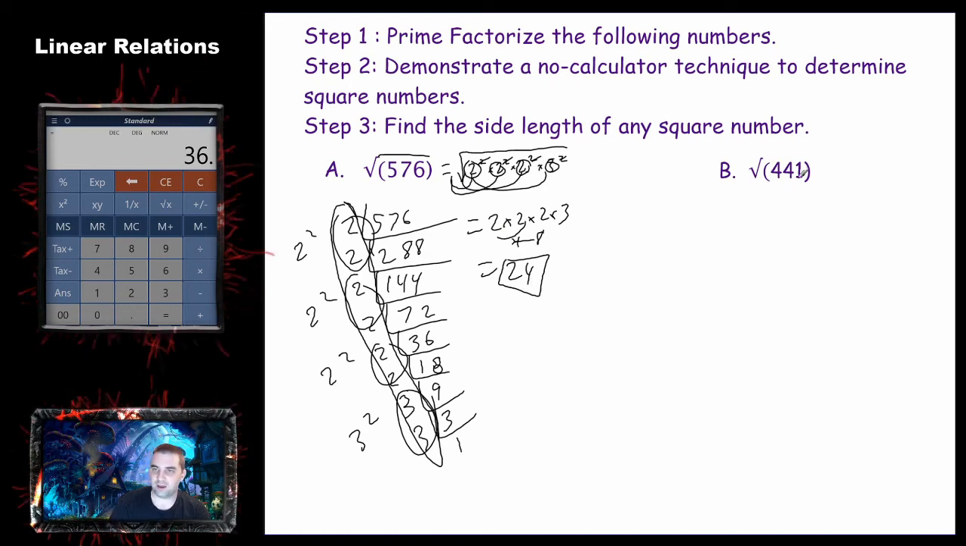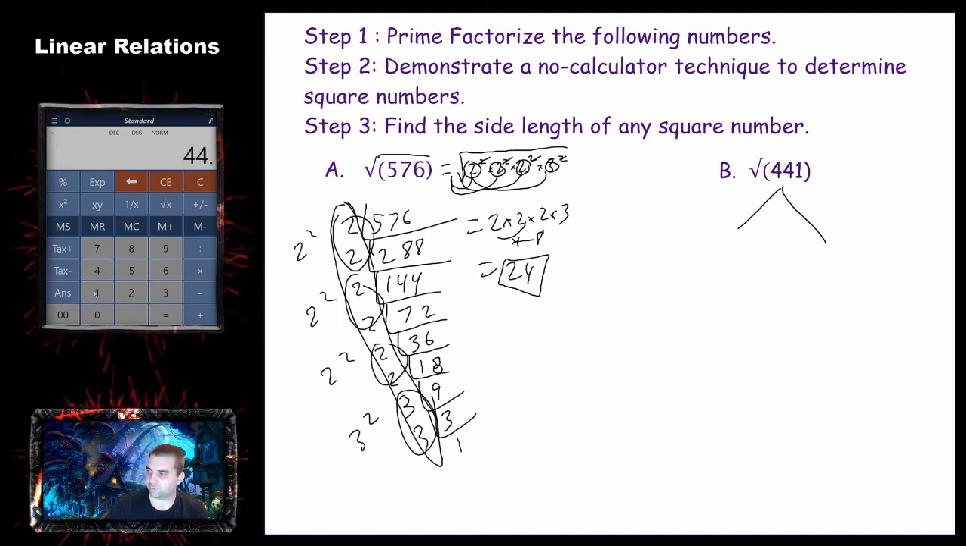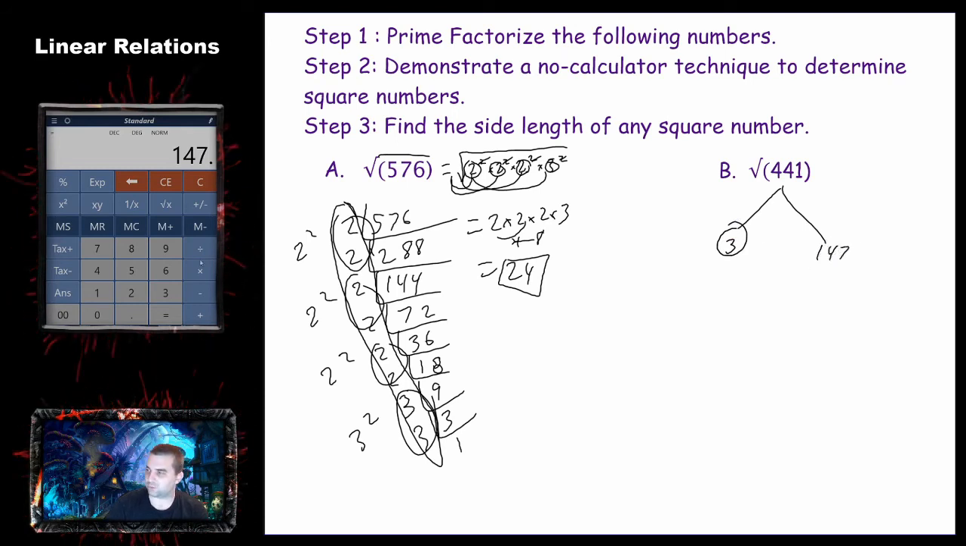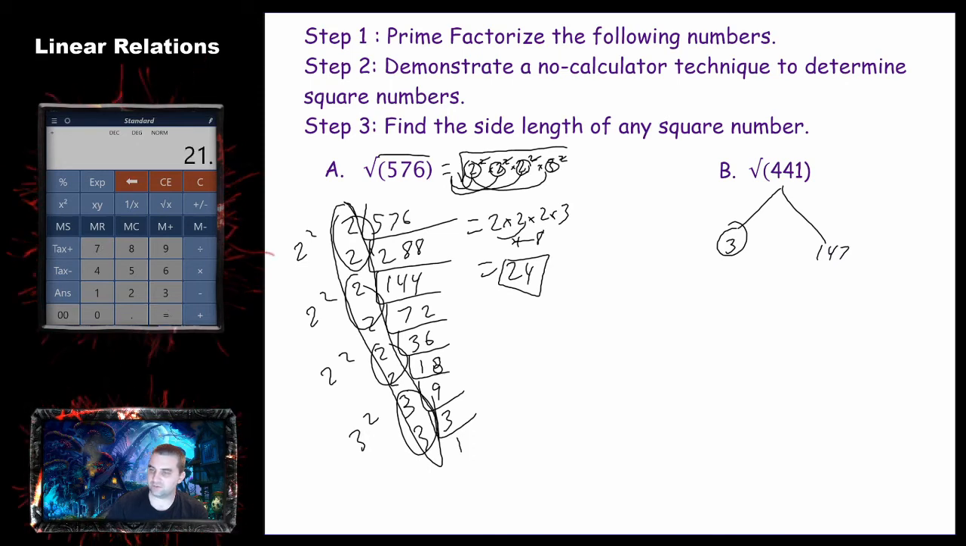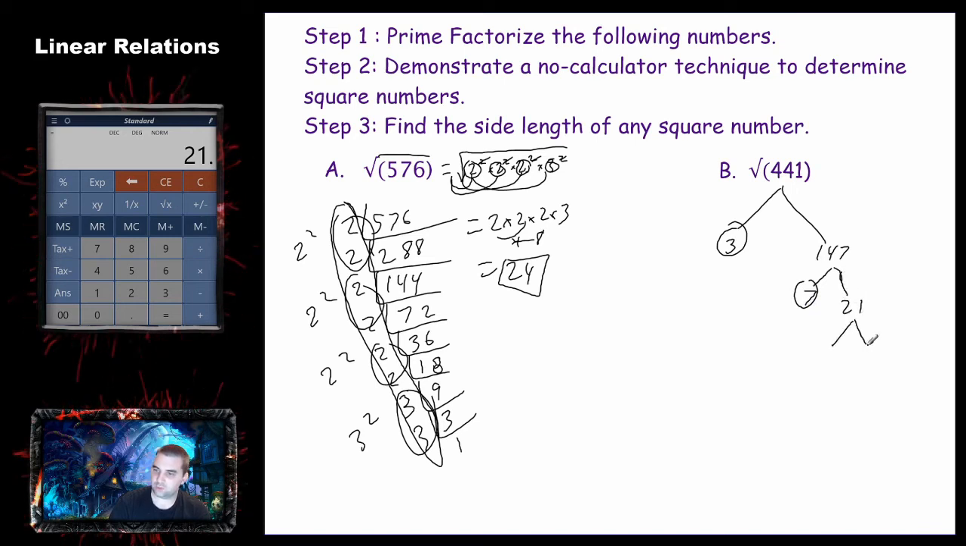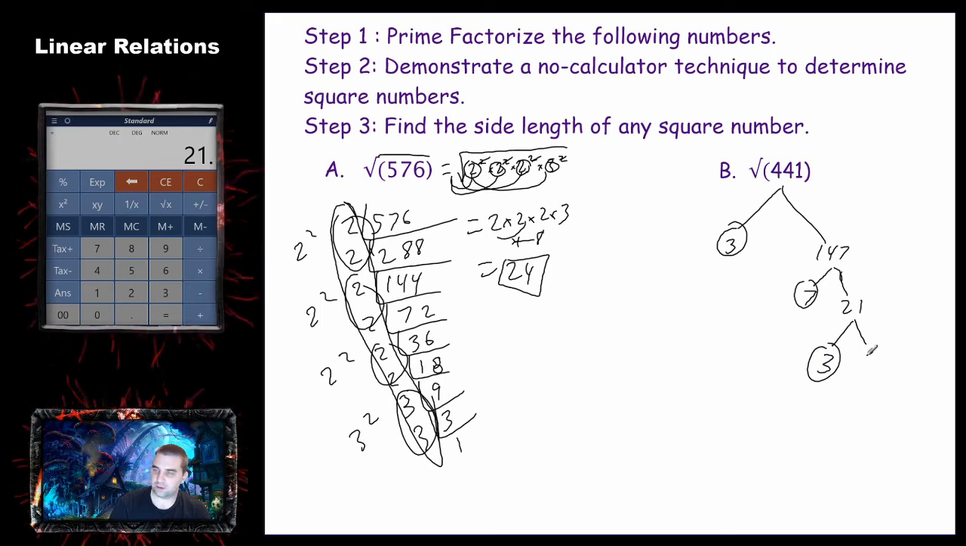Not bad. How about 441? Let's try a factor tree here. 441 divided by 3. Okay. 3 is prime, so let's go with 147. 147, what can I divide that by? Maybe 7. Yep. 7 is prime, and I'm left with 21. 21 can be divided by 3. So 3 and 7. And 7 is prime.